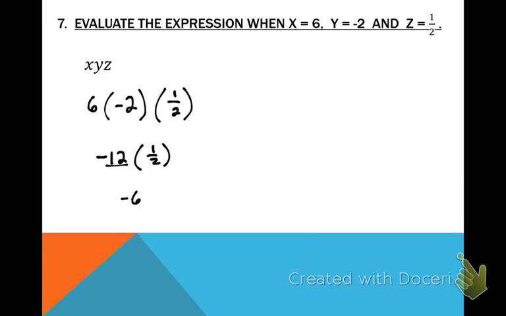If you want to, you could also put this over a 1. You could cross-reduce the numbers. That would become a 1. That would become a 6. 6 times 1 is 6. We know our answer is negative, so the correct answer is -6. If you got that correct, give yourself a point on your whiteboard.